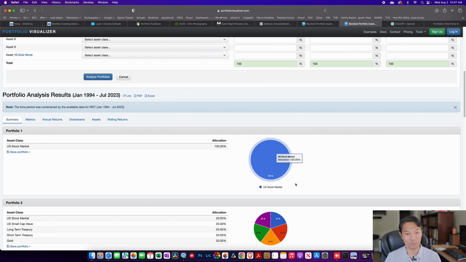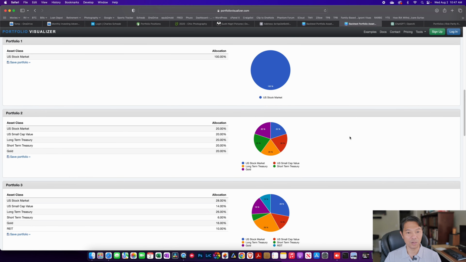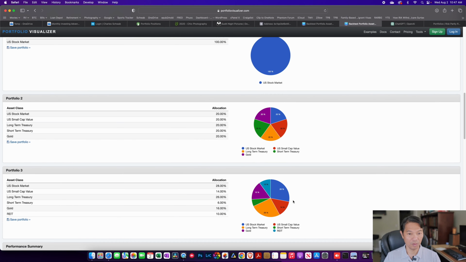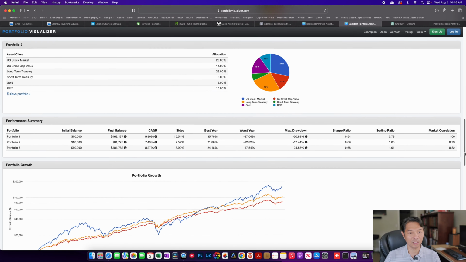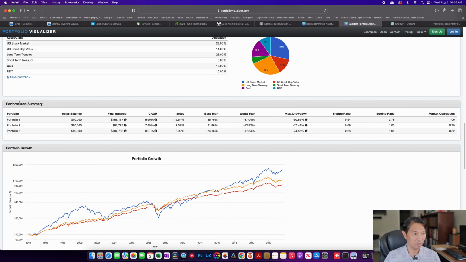So again, 100% stocks in portfolio 1. Tyler's Golden Butterfly is portfolio 2. It's evenly split, 20% in each of the 5 asset classes. And then Frank Vasquez's Golden Ratio portfolio, which again is similar to this, except just allocated slightly differently using the golden ratio from mathematics. Once we go and run the analysis, we get some interesting statistics down here in the performance summary.